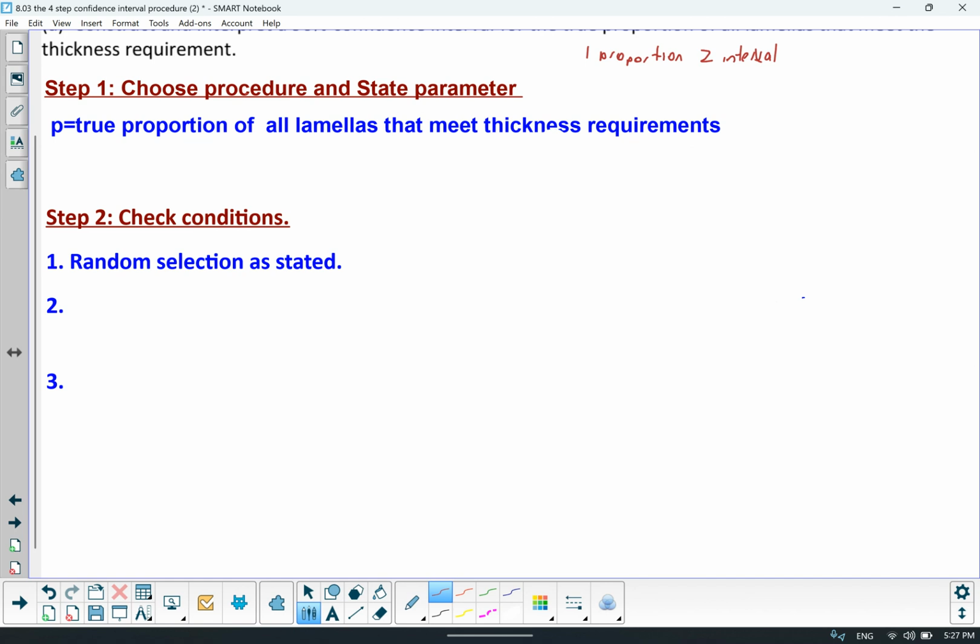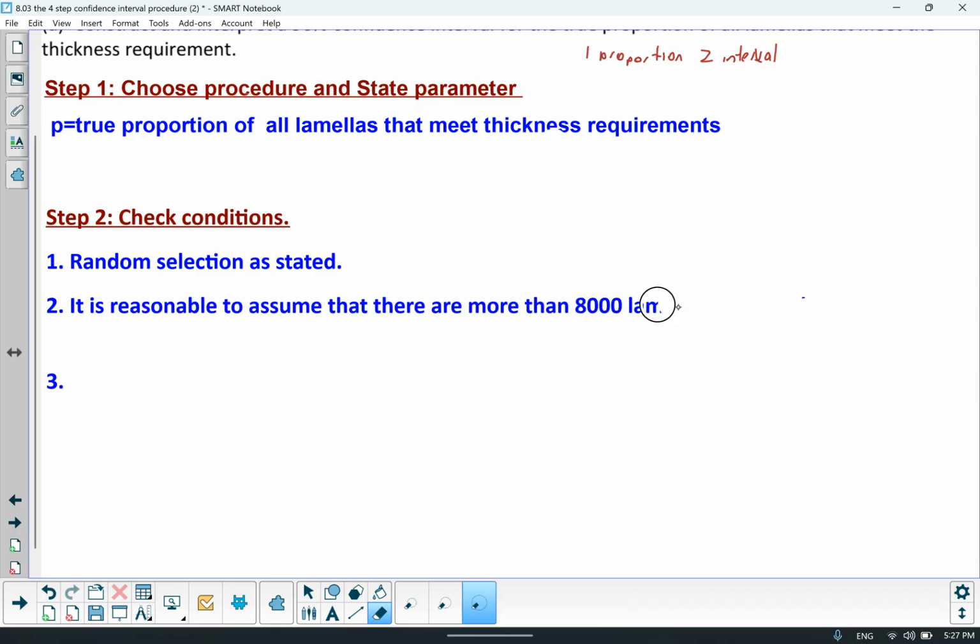So you could write it's reasonable to assume and so on, but in this case, we actually know the population of lamellas. So it's reasonable to assume that there are more than 8,000 lamellas produced each day. So we don't even have to use the word assume. We could have just said there are more than 8,000 lamellas produced each day, but they wouldn't take off points for that on the AP exam.